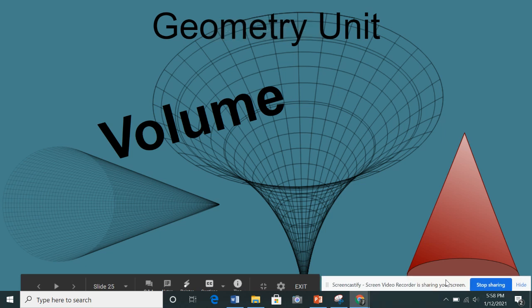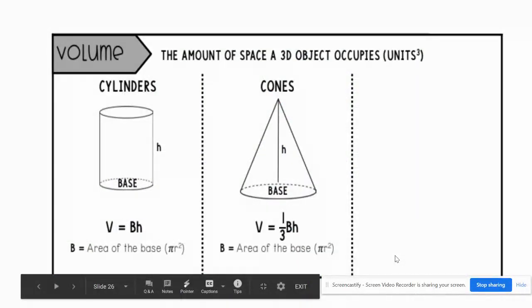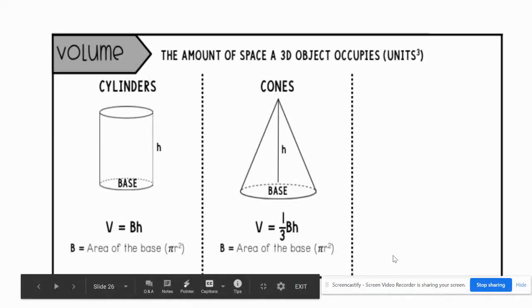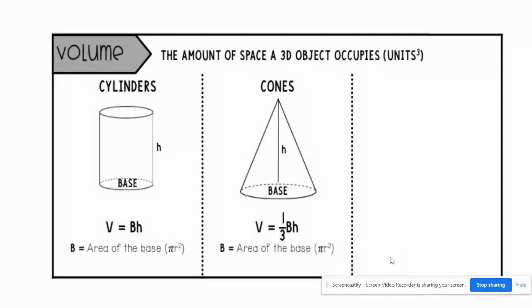Hello, Math Masterminds. We're going to continue our geometry unit working with volume, but we're going to add cones. We know that volume is the amount of space a 3D object occupies. We've talked about cylinders. Now we're going to add cones.